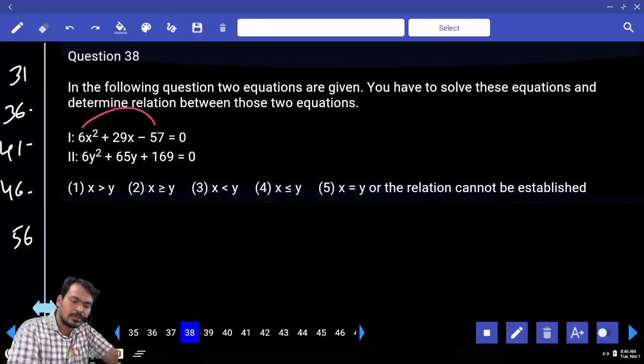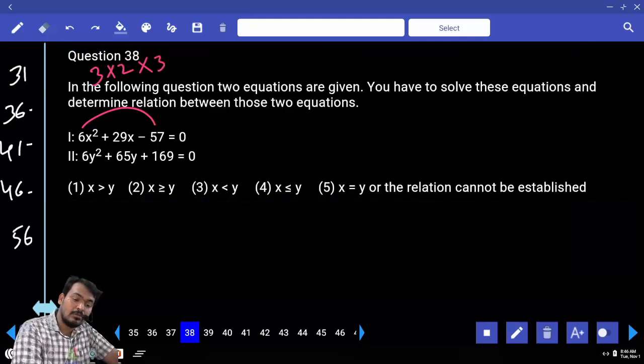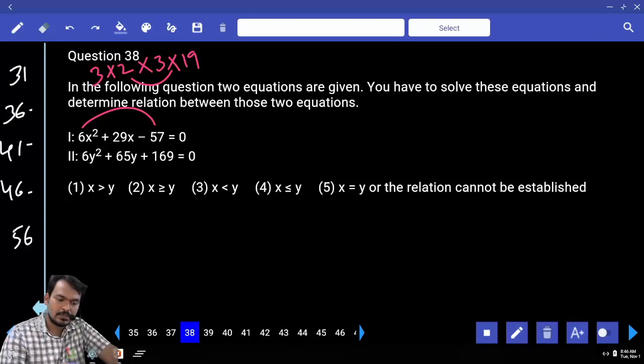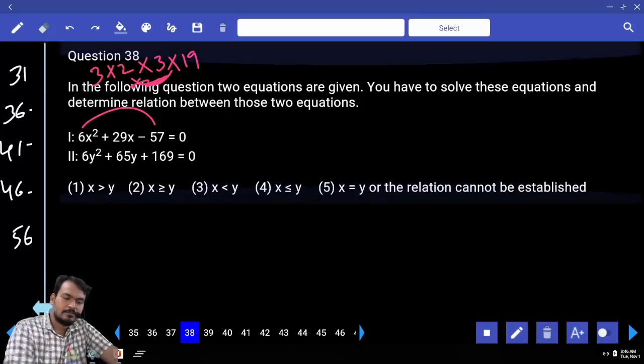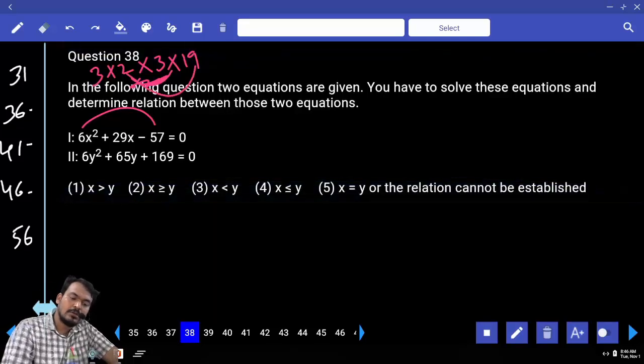6 into how much here? 57. 6 means we write 3 into 2, or not? Next 57 means 3 into 19, or not? Okay. First 3 2 the 6. 6 3 the 18. 19 to the how much? 38. 3 3 the 9.